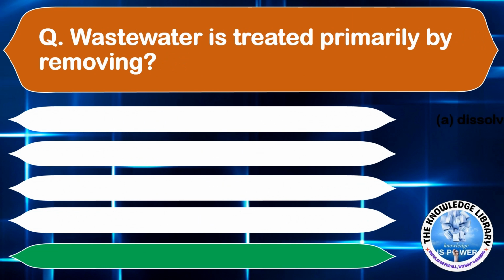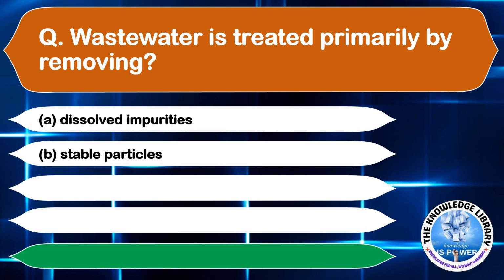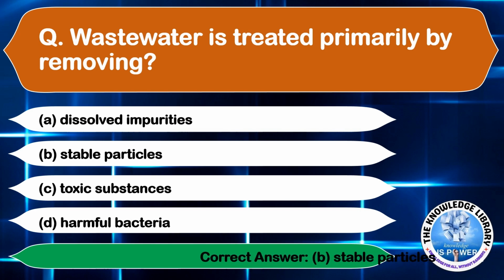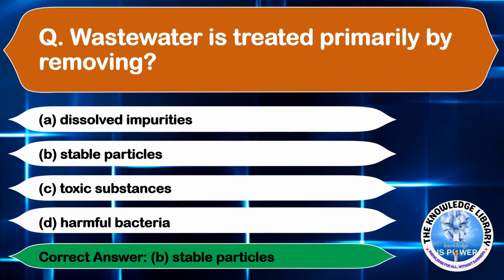Wastewater is treated primarily by removing option A, dissolved impurities. Option B, stable particles. Option C, toxic substances. And option D, harmful bacteria. The correct answer is option B, stable particles. Moving on to the next question.